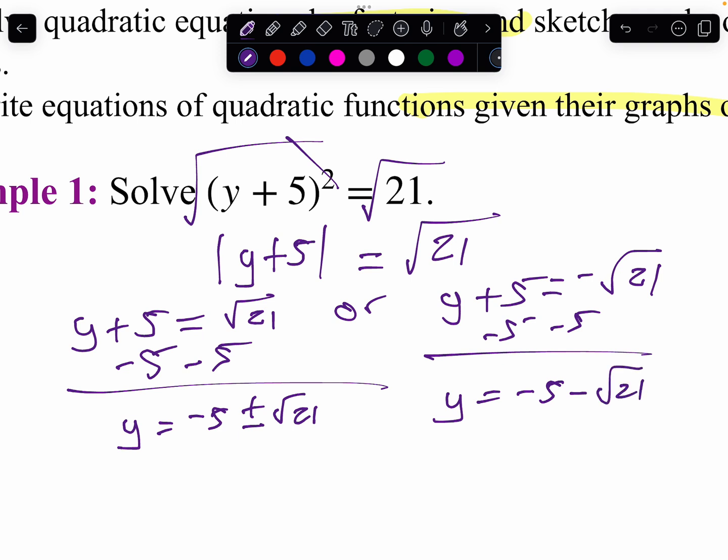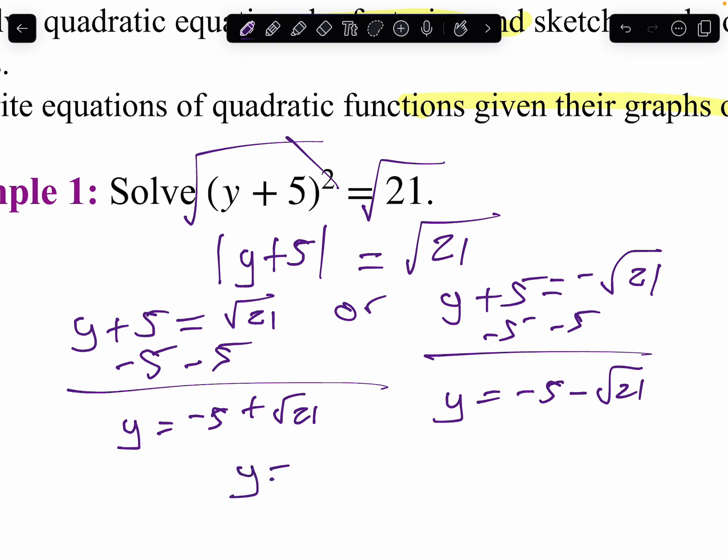We can simplify that a little bit. We can combine the plus and minus, and I can say y equals negative 5 plus or minus the square root of 21, which is really the same thing as what we did here with two equations. And then you can use your calculator if they tell you to round it.